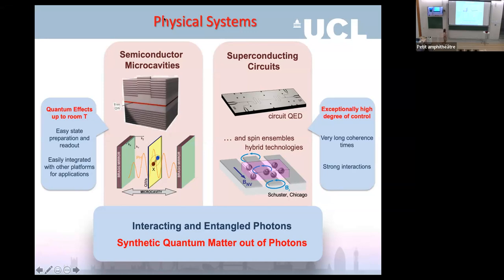So obviously here quantum effects can be observed up to room temperature. Even room temperature condensates have been reported in some organic materials. Those are quite easy to prepare and read out, and obviously can be easily integrated with other platforms if you think of technologies. But unlike these systems, we are not yet in a very strongly interacting regime.